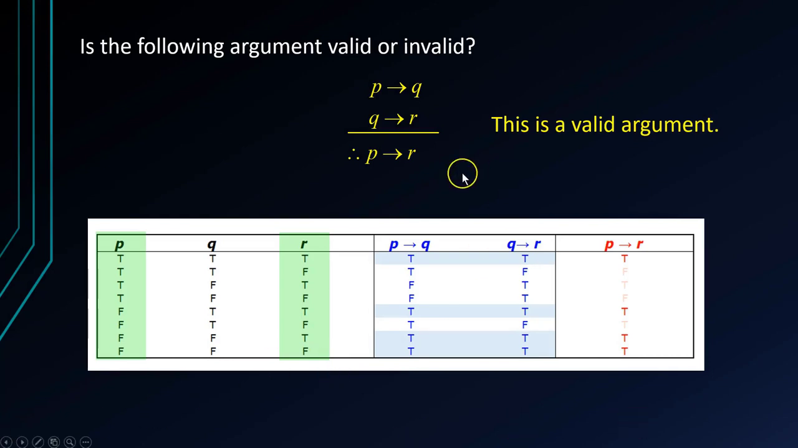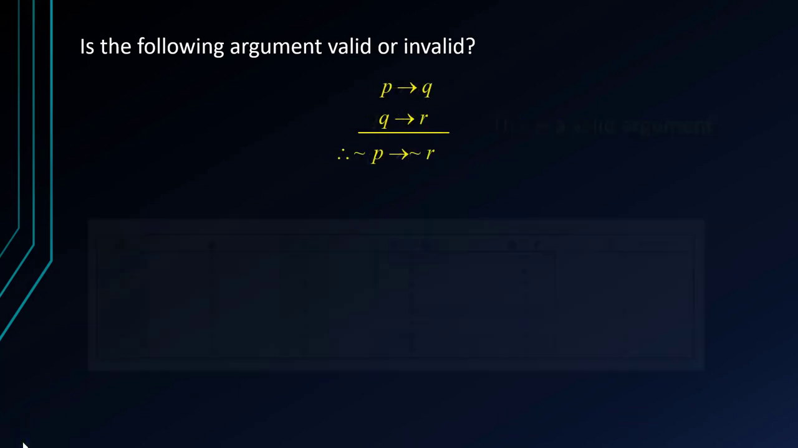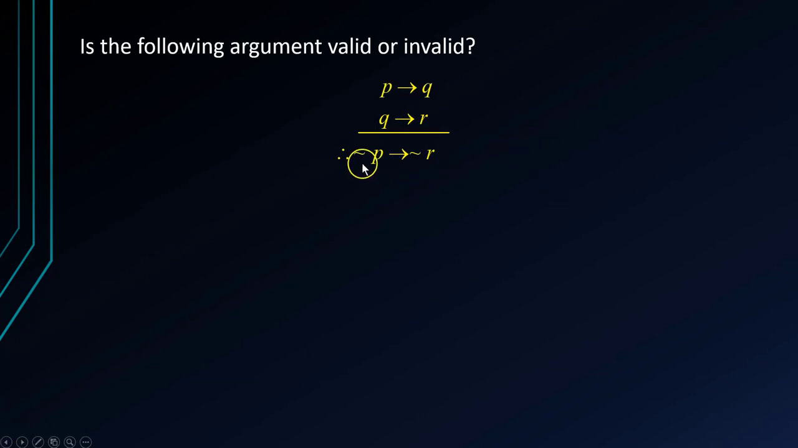Now, moving on to the next one. If not P, then not R. A lot of students get situations like this mixed up, and they think that this is an automatic consequence. Basically, if P brings about Q and Q brings about R, if P doesn't happen, they think, well, Q's not going to happen, and therefore R is not going to happen. Without looking at a truth table, they think this is a valid argument.